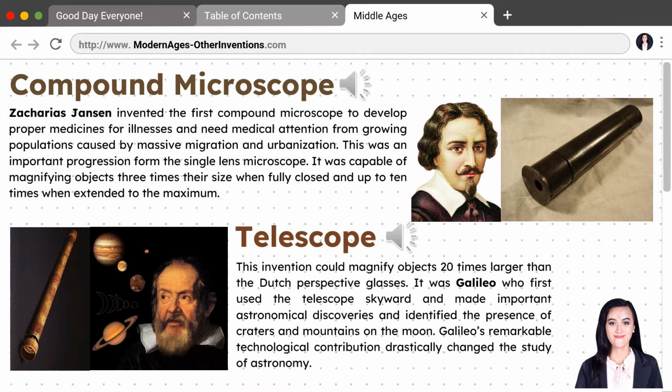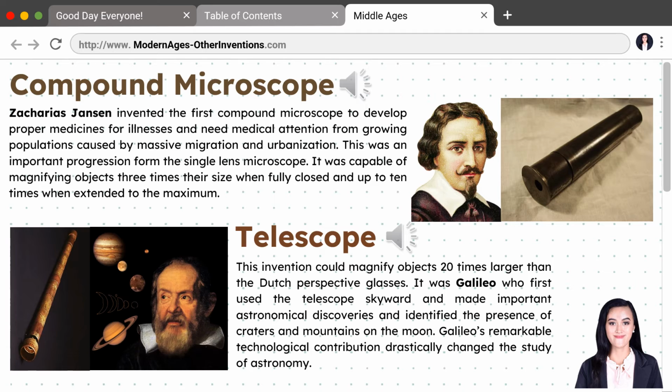Another example is the telescope. Perhaps the single most important technological invention in the study of astronomy during the modern ages was the practical telescope invented by Galileo Galilei. This invention could magnify objects 20 times larger than the Dutch perspective glasses. It was Galileo Galilei who first used a telescope skyward and made important astronomical discoveries and identified the presence of craters and mountains on the moon.